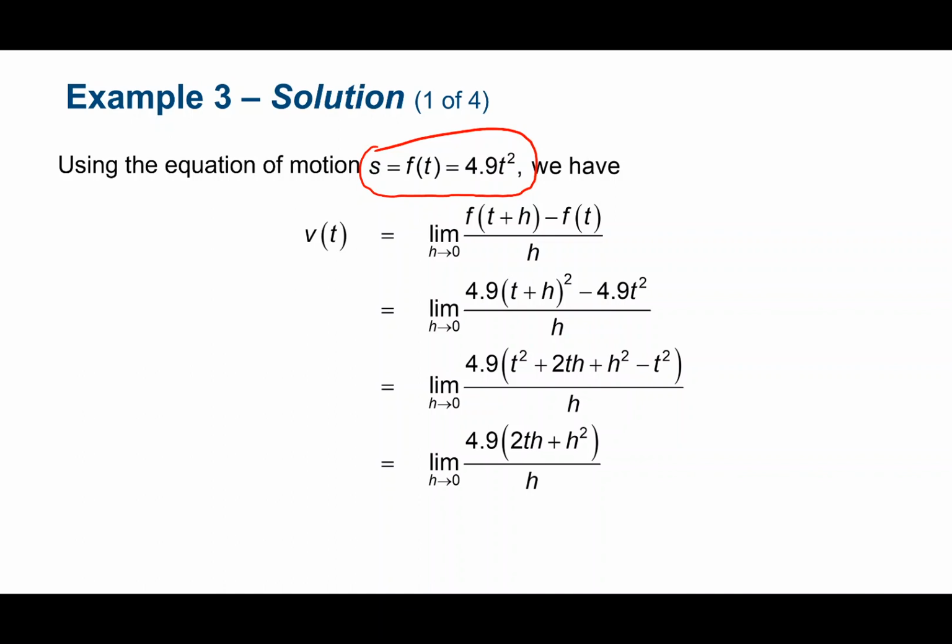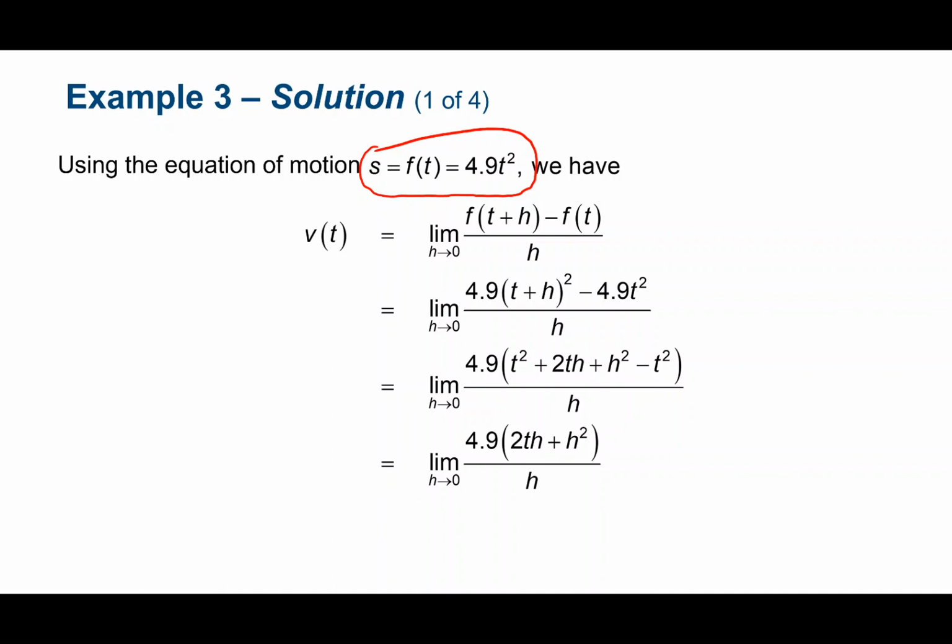Where the algebra gets messy is when we have squares and cubes on our variable, because we have to FOIL out that t plus h squared. t times t is t squared, and then t times h and h times t add together to give 2th. And h times h gives us h squared. Here they've factored out the 4.9 to leave us with minus t squared on the end. Not absolutely necessary, but you can do that.